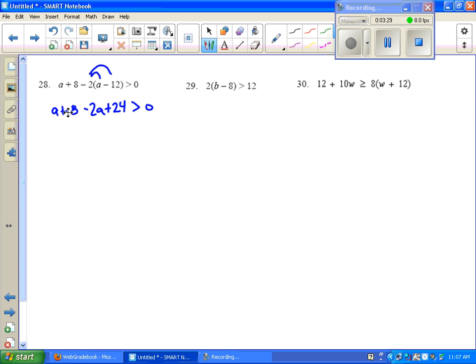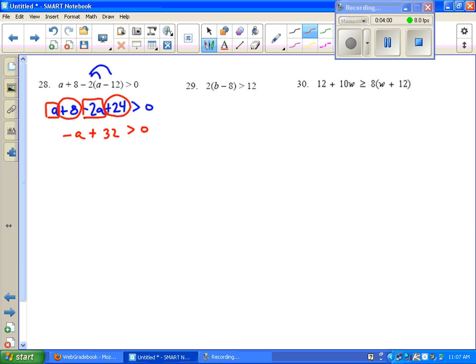Notice nothing is going across the equal sign here. All we're doing is we're combining all of our like terms. We're combining our term a with our term -2a. When we do that, a minus 2a is going to be -1a. And we're combining our terms plus 8 or positive 8 and positive 24. 8 plus 24 is going to be a positive 32. So you have -a plus 32 is greater than 0.